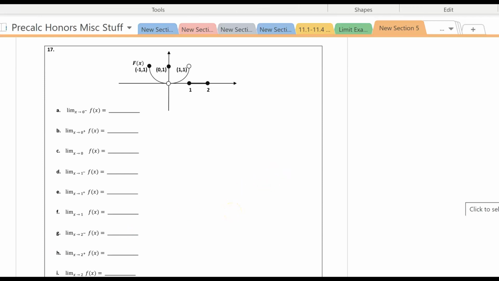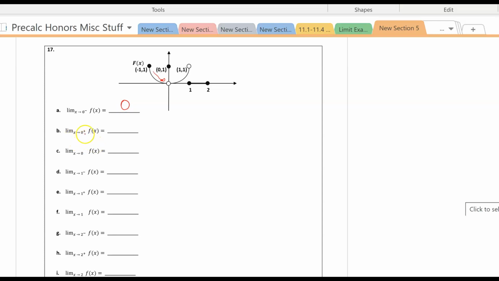So we can see we have this strange pieced together graph here, and it has a domain that goes from -1 to +2, and we want to find all these limits and answer some other questions. So the first thing we want to do is find the limit as x approaches 0 from the left. So as I approach 0 from the left, that means I'm coming this way. And as I approach 0 from the left, the y value is approaching 0.